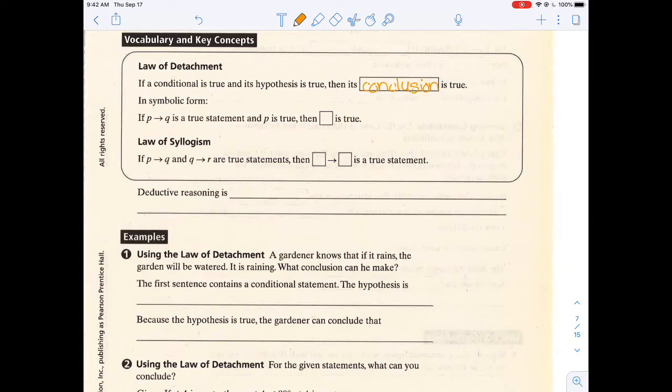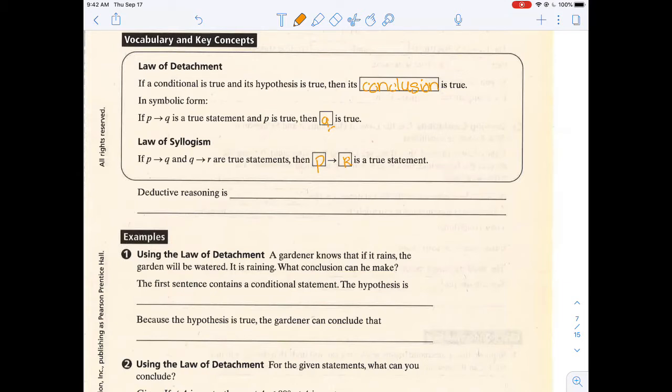Okay, and so what this says in symbolic form is if P then Q is a true statement, and we know P is happening, then Q is happening. Okay, so nothing really too confusing there. Then the law of syllogism says if P then Q and Q then R are true statements. So we know if P happens, then Q happens, and we know that if Q happens, then R has to happen. So then we know that if P then R is a true statement.